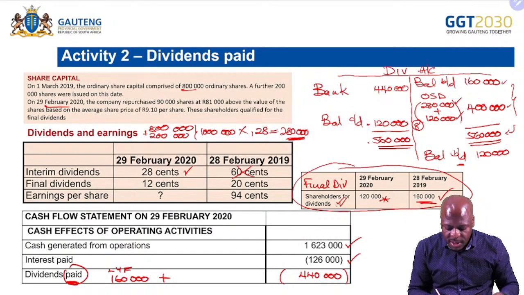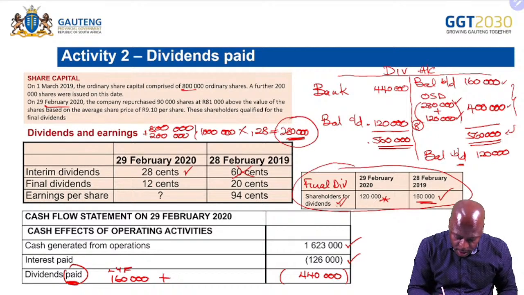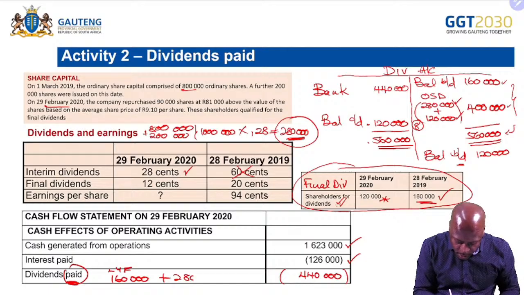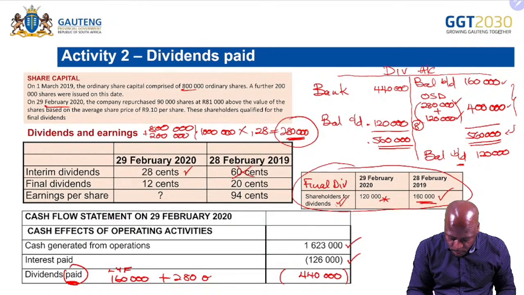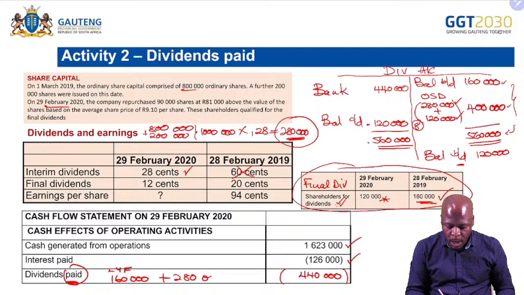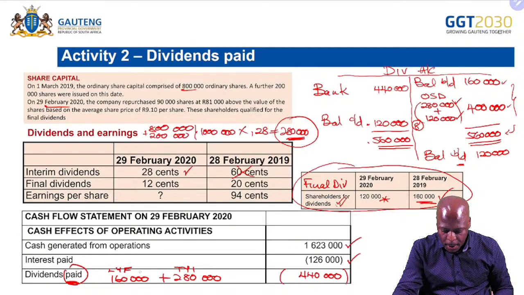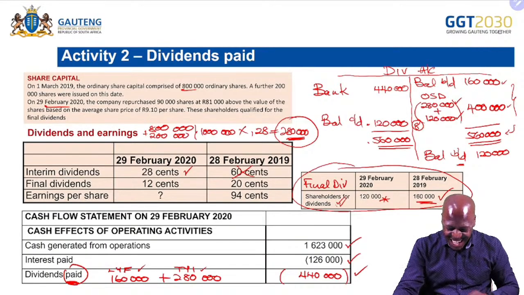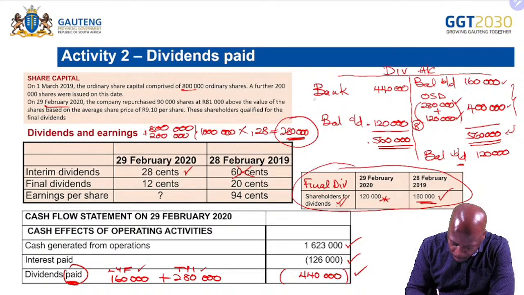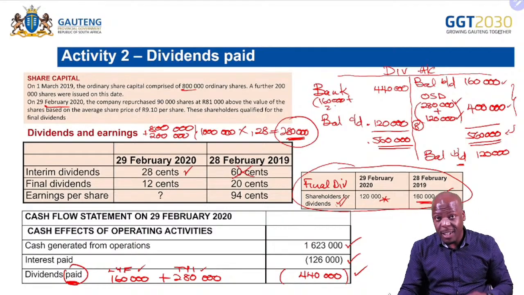And what is this year's interim dividend? We calculated it, remember, 280. So, last year's final plus this year's interim. 160 plus 280 will give you your 440. This would be the quickest way to calculate your dividends paid. In other words, for me to get that 440 there, I can simply open a bracket and say 160,000 plus my 280,000, which gives me my 440.